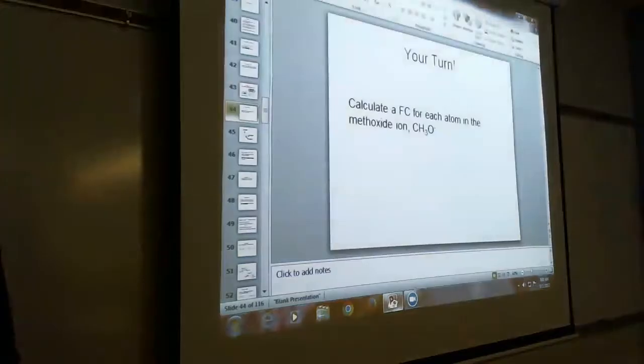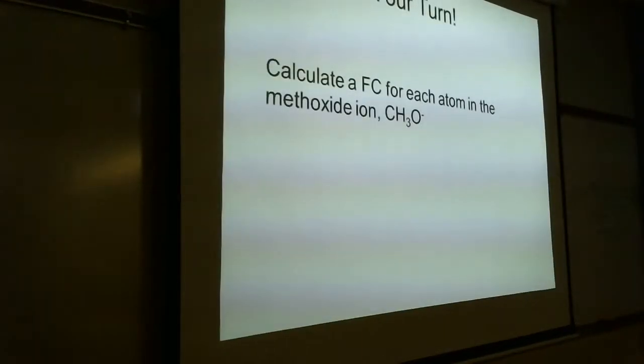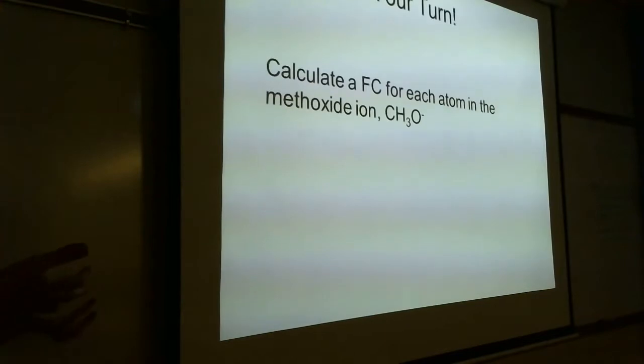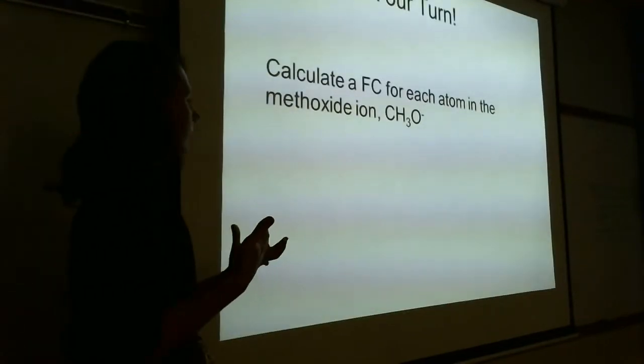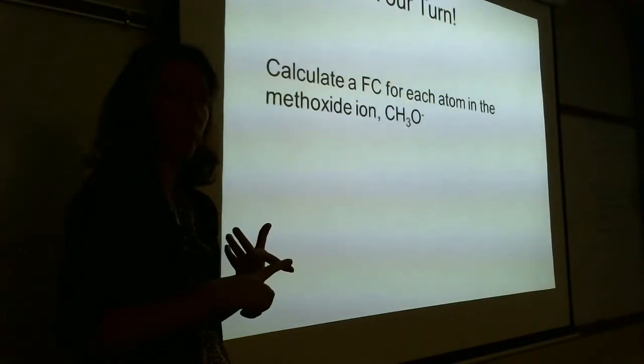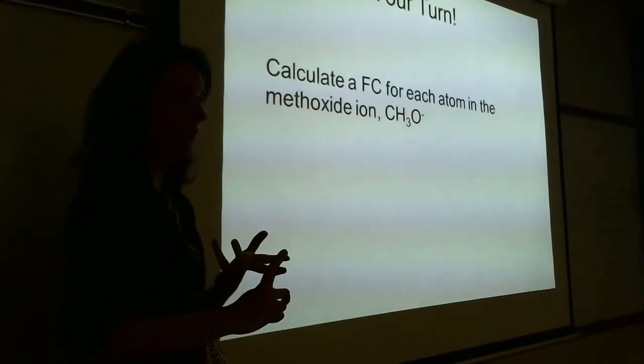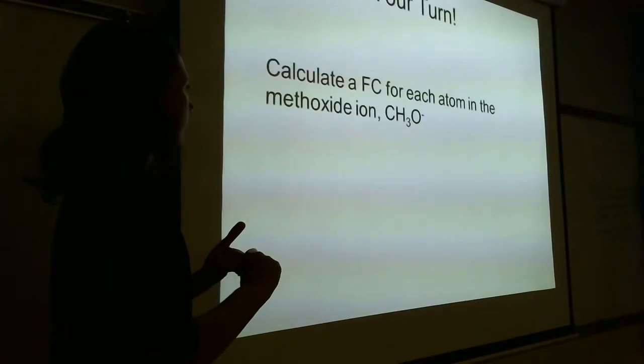So let's go over the answer. First, you need a Lewis structure, right? Because you can't do formal charge if you don't know what the Lewis structure is. So we have to decide how many valence electrons we have to deal with, and then to pick who's in the center, and then we draw our Lewis structure.